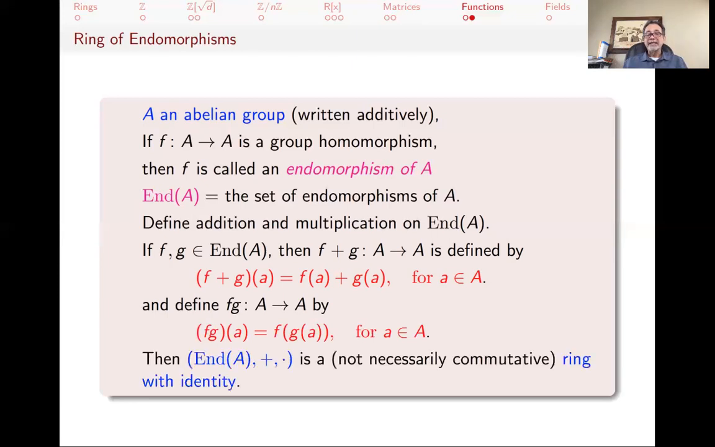And you can check that this is also a ring with identity, but not necessarily commutative, because function composition is not commutative. If you unwrap a chocolate bar and then eat it, that's very different than eating it and then trying to unwrap it. The way you combine two functions is often not commutative.